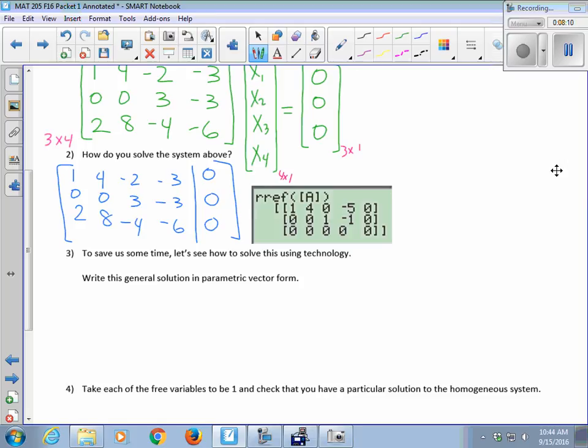So where are my pivot positions? The 1 and the 1, yeah, so here we go. Pivot positions correspond to basic variables. So what are my basic variables here? X1 and X3. And then free are the columns that correspond to non-pivot variables, which would be X2 and X4.